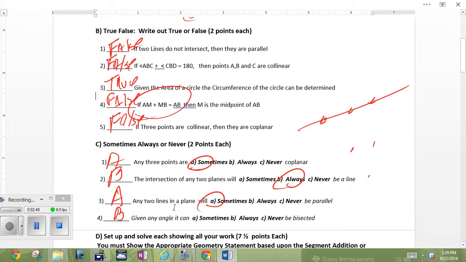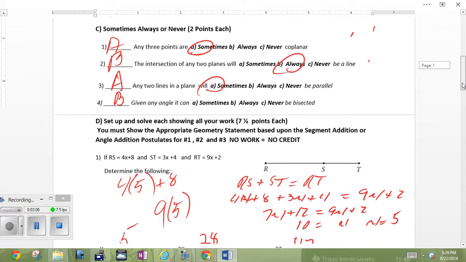Any two lines in a plane sometimes will be parallel. Either they're parallel or intersecting. There are only two conditions if it's in a plane. Given an angle, it can always be bisected. That is, cut in half. Okay? Here we go with these.